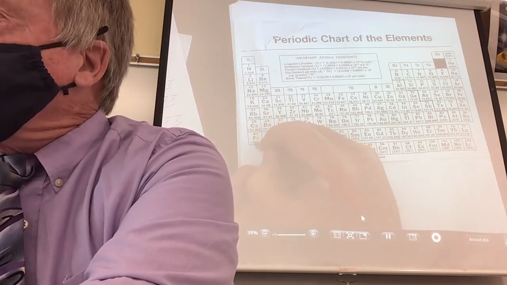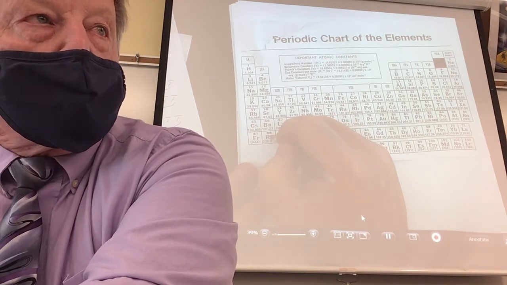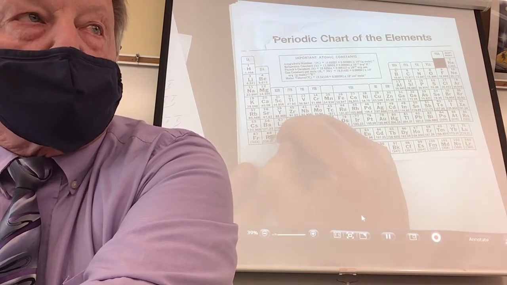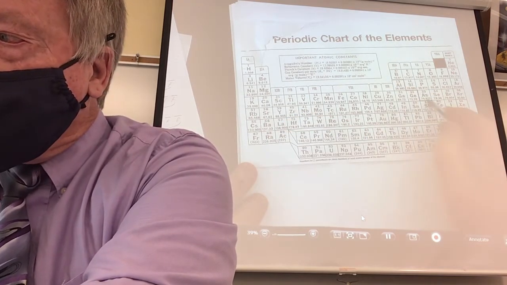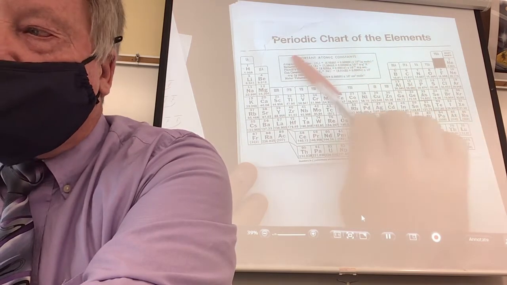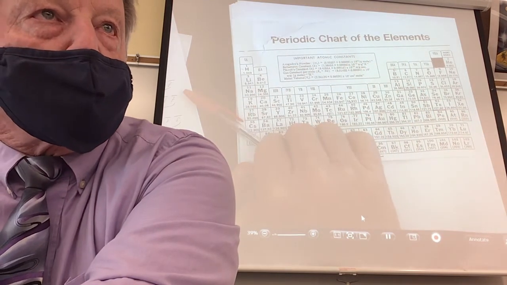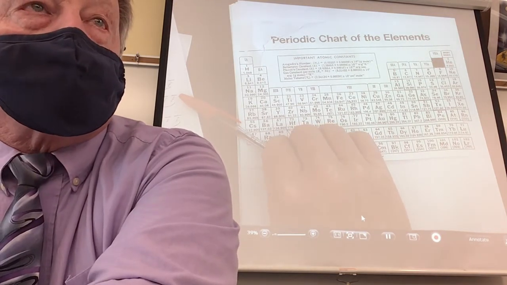Remember the alkali metals? Remember that? Okay, what is this one called? Alkaline earth metals. Okay. As a matter of fact, see a stair step? See a stair step? Except for hydrogen, everybody on this side of the stair step is a metal, isn't it? Most of the elements on the periodic table are metals. That means most of the elements want to lose electrons.